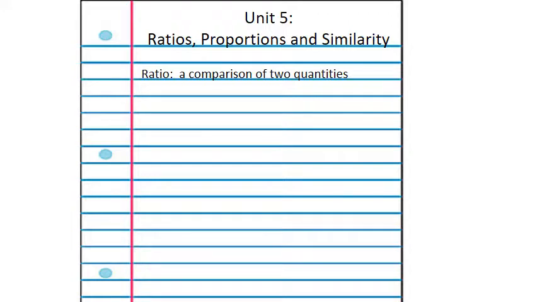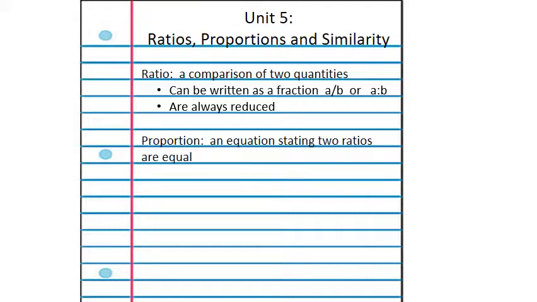Our first definition is a ratio. The definition of a ratio is a comparison of two quantities. They can be written as a fraction, such as a over b or a divided by b, or a to b, or with a colon. And they are always in simplest form, or reduced.